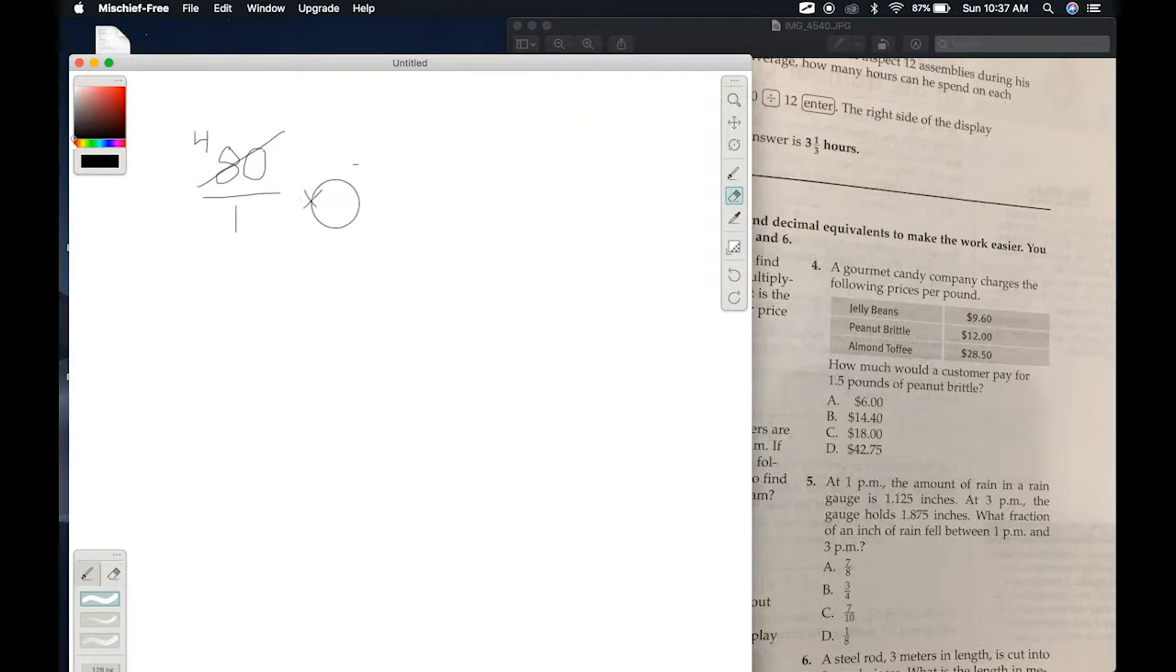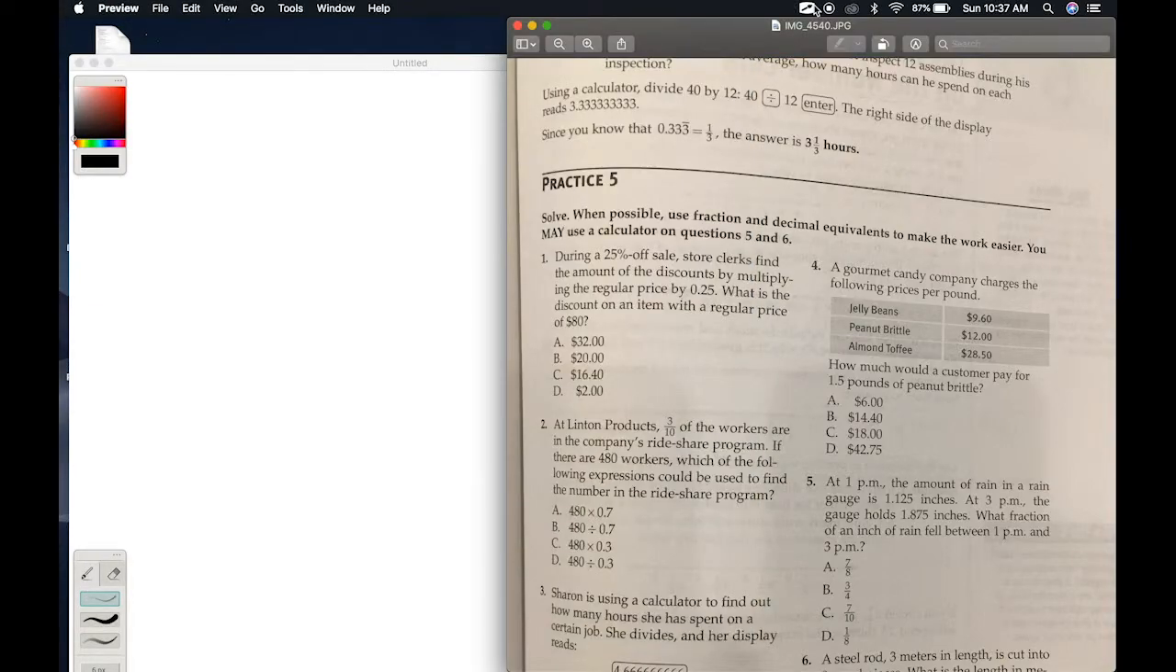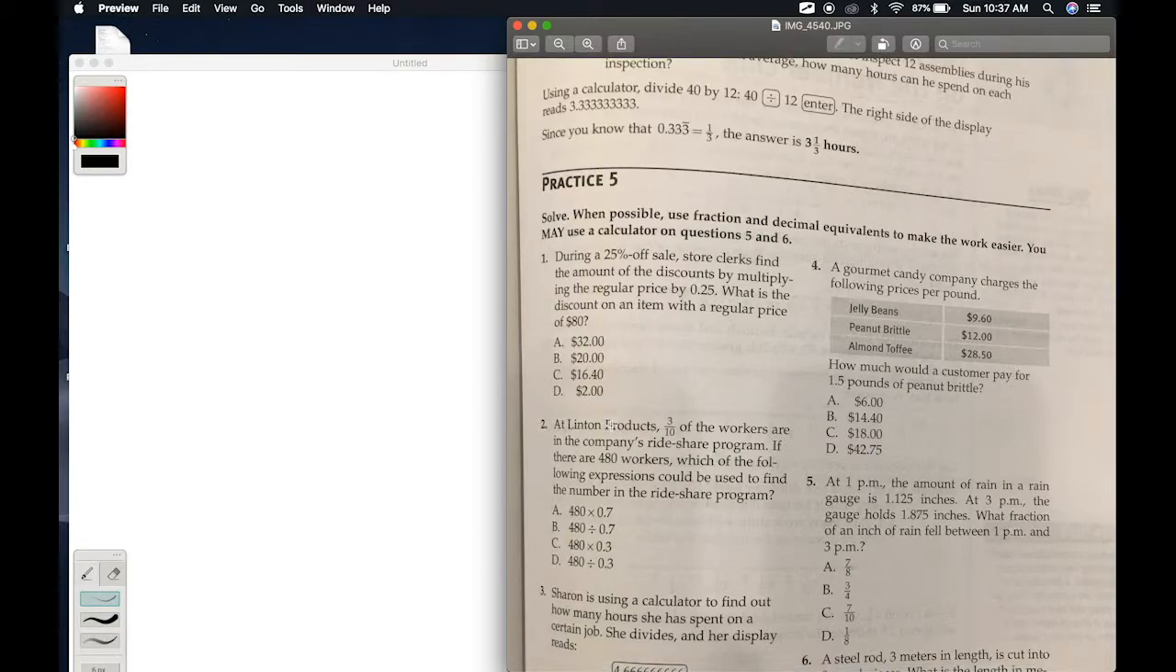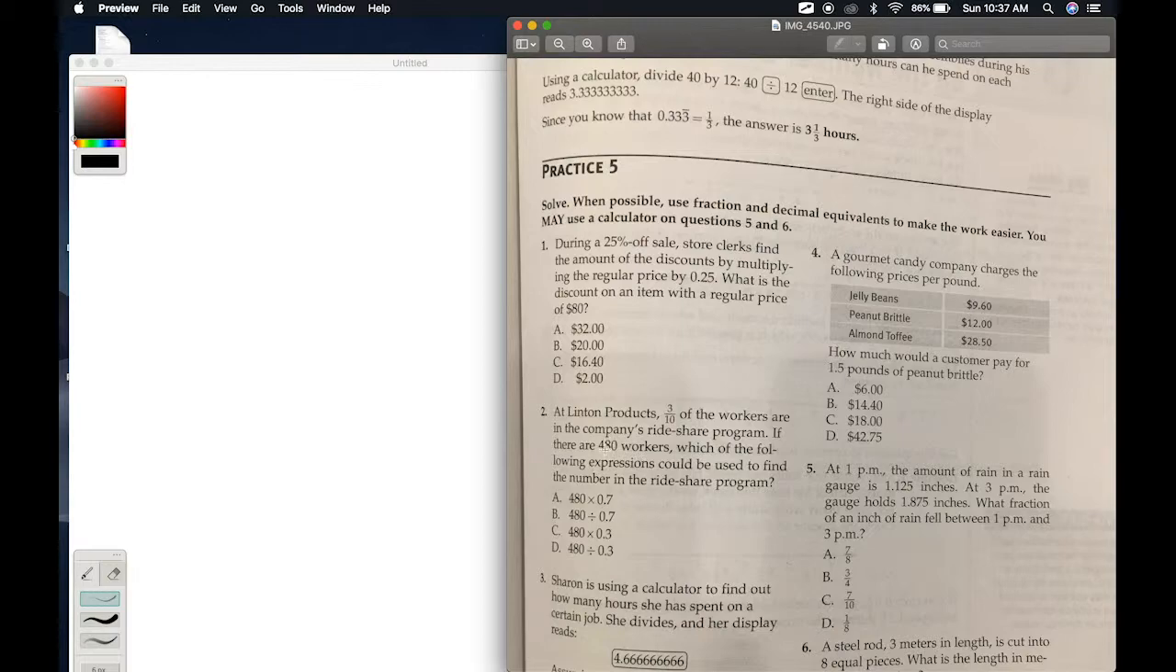Okay, let's move on to the next one. So number 2. Number 2 is at Linton Products, 3/10 of the workers are in the company's rideshare program. If there are 480 workers, which of the following expressions could be used to find the number in the rideshare program? Okay. So we know we have 480 on all of these.